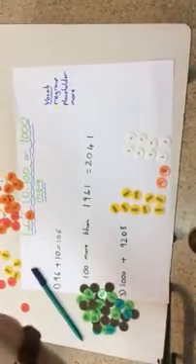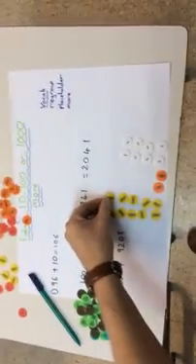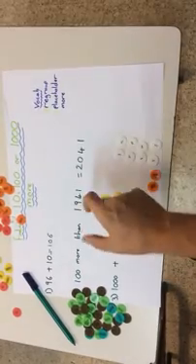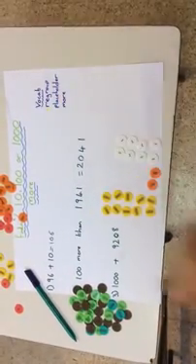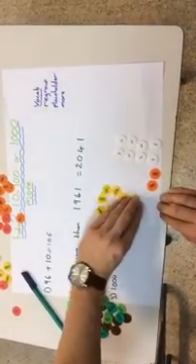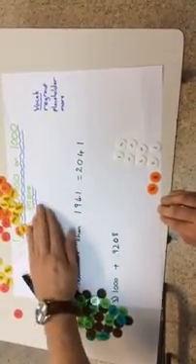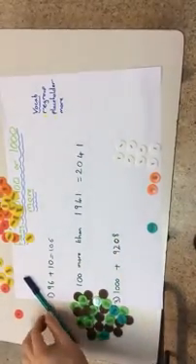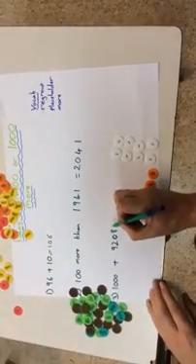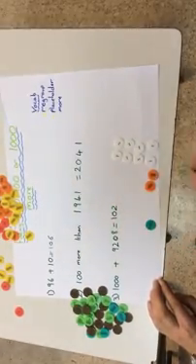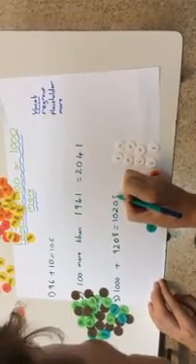If I have 1,000 more, it's one of these yellow ones. I put my 1,000 in, and now I can see again, I have 10 in this column. When I have 10 in one of those columns, I need to regroup. So I can regroup 10 thousands for a 10,000. And so now I have 10,000, 0 thousands, 200, 0 tens, and 8.